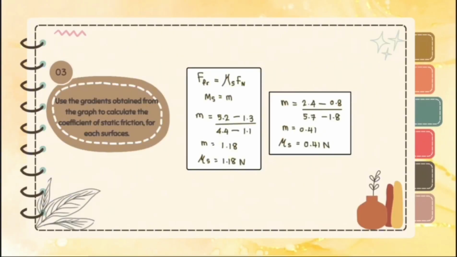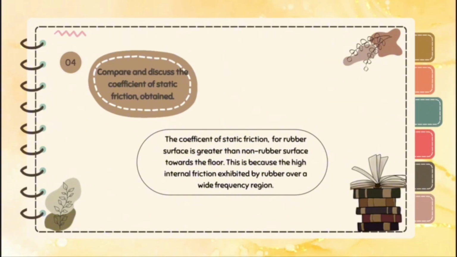Use the gradients obtained from the graph to calculate the coefficient of static friction for each surface. So, we get 1.18 for the rubber surface, and for the non-rubber surface it is 0.41. Lastly, we have to compare and discuss the coefficient of static friction. So, the coefficient of static friction for the rubber surface is greater than the non-rubber surface towards the floor. This is because of the high internal friction exhibited by rubber over a wide frequency region.